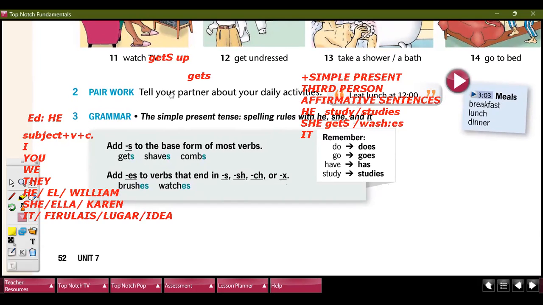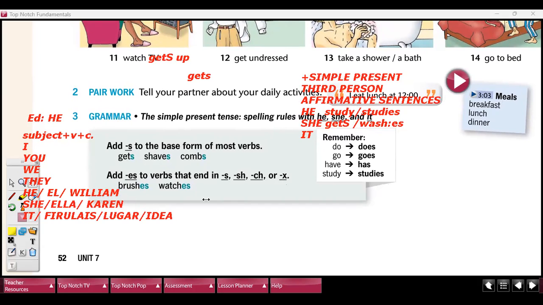Termina en X el verbo, por ejemplo, el verbo reparar. Fix. Reparar. Yo no puedo decir she fix. Ya sé qué significa reparar. Pero como lo estoy utilizando con tercera persona, es decir, con she, tengo que agregarle E-S. Entonces me dice acá, si tu verbo termina en X, agrégale ES. She fixes. She fixes her car. Ella repara su carro. Y habían estas excepciones, ¿verdad? Do, does, go, goes, que tienen su propia escritura. Have, has, study. Solo para presente simple y formas afirmativas. Oraciones afirmativas.